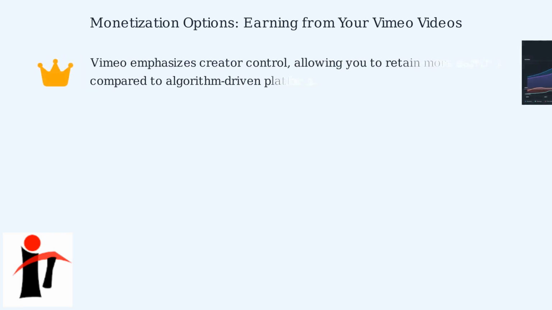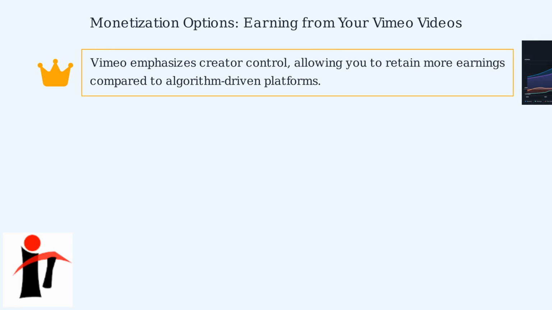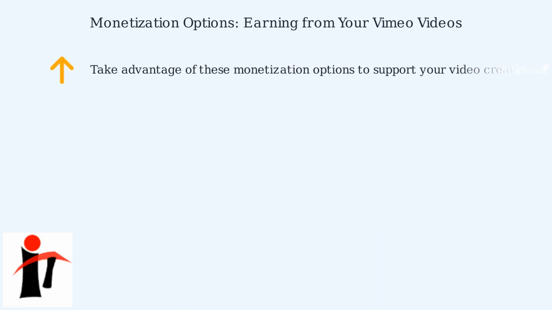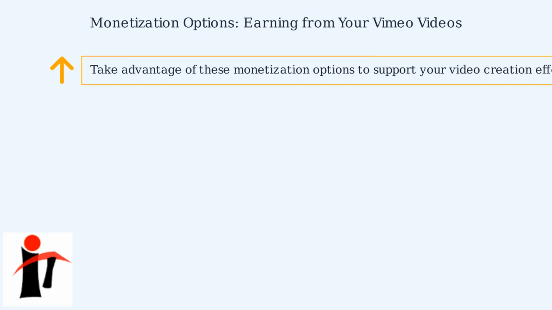Unlike other platforms, Vimeo gives creators greater control over their content and revenue. 90% of pro users report increased earnings through On Demand, averaging $2,500 per month. This creator-focused approach helps you build sustainable income from your videos. These options provide multiple ways to earn from your Vimeo videos. Whether through direct sales or fan support, you can turn your creative work into a sustainable source of income.